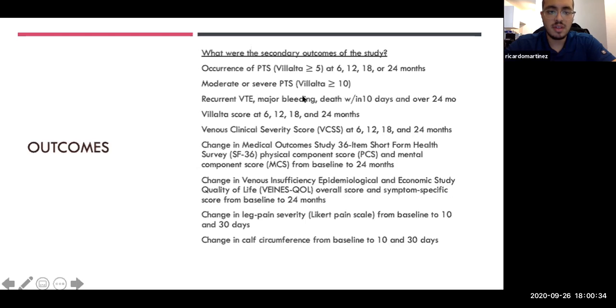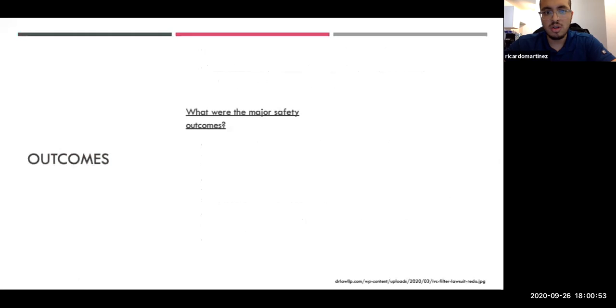Yeah, so these are all great points. They looked at a lot of stuff here, and I think that's one of the things that gave a lot of validity to the results of this trial. They looked at both objective outcomes and also how the patients were feeling after the procedures, and their quality of life overall. And they also talked about the major safety outcomes, which I believe I already went over in the previous slide. So just recurrent VTEs, major bleeding or death within 10 days, and up to 24 months.